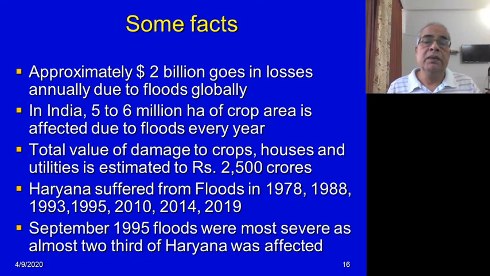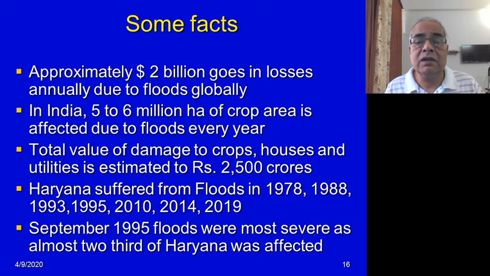So if you see that there is approximately $2 billion losses annually due to the floods. The floods only are contributing to the losses to the tune of 2 billion when we talk about the global figures. And in India, 5 to 6 million hectare of the crop area is affected due to the floods every year. You know that Kosi is known as sort of Bihar, right?